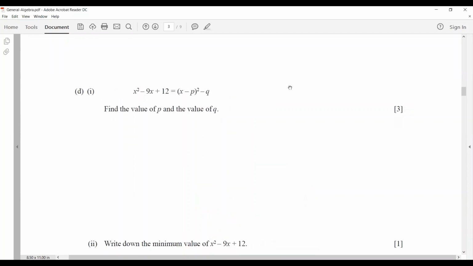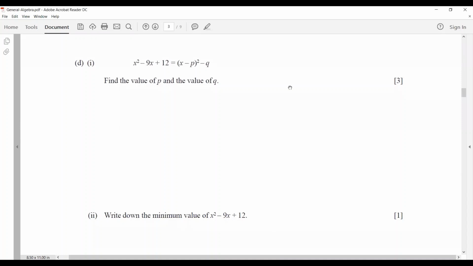Let's move on to the next question. You're given a quadratic expression and you're asked to rewrite it in this format. And after you've done it, just give the value of P and Q. So at first glance, it doesn't look like a factorization that you guys have learned before. However, this is a perfect square. If you recall from the previous video, this is a perfect square.